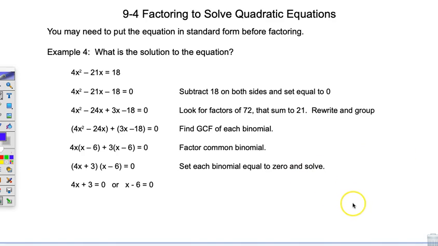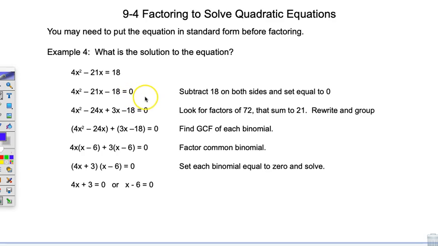In example 4, you might have to put the equation in standard form before factoring. So in this example, you see that this is not quite in standard form. So we are going to subtract our constant on both sides. We get 4x squared minus 21x, subtract 18, and then set it equal to 0.